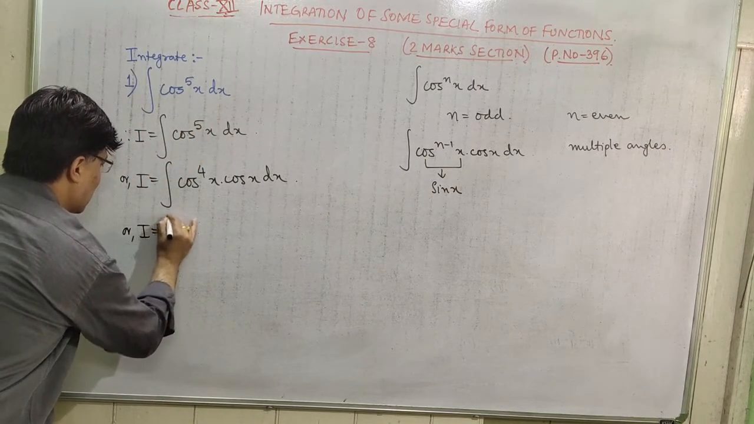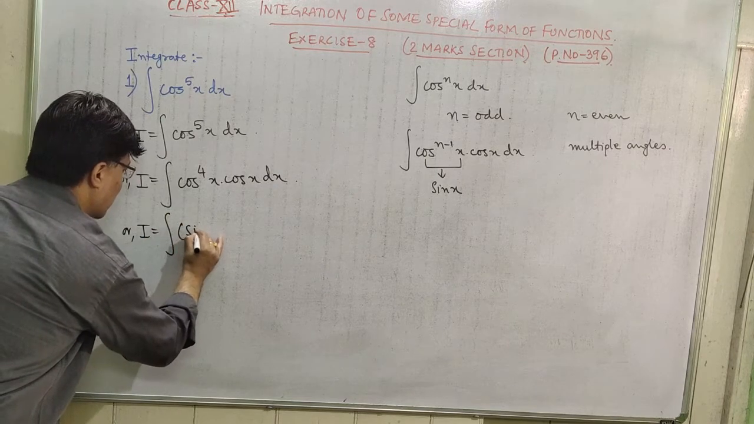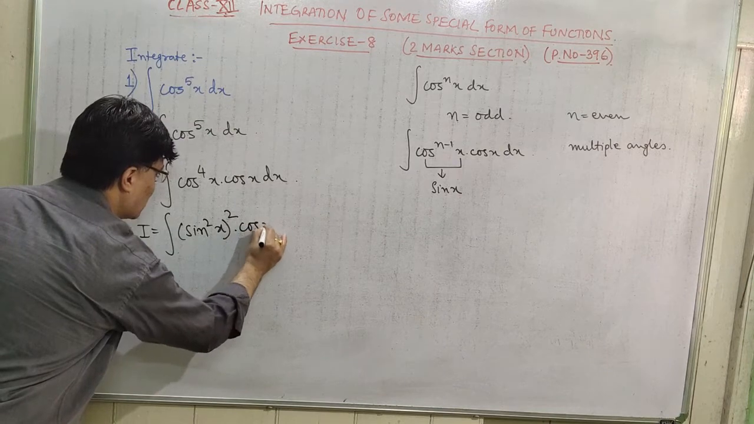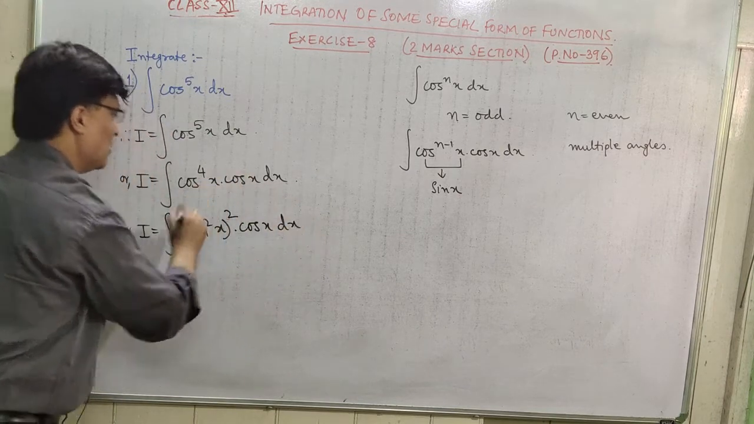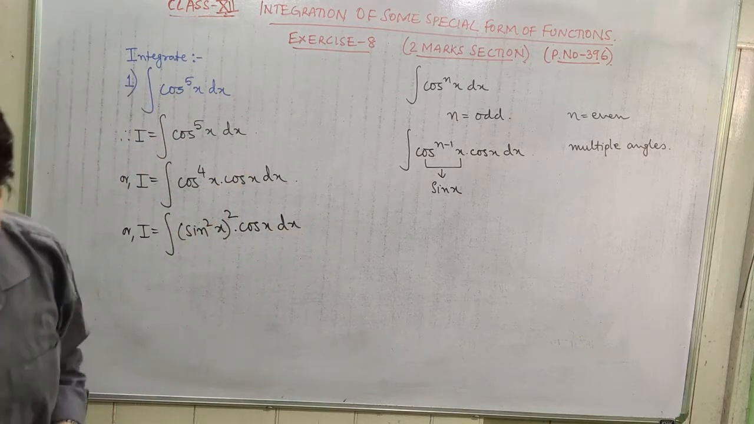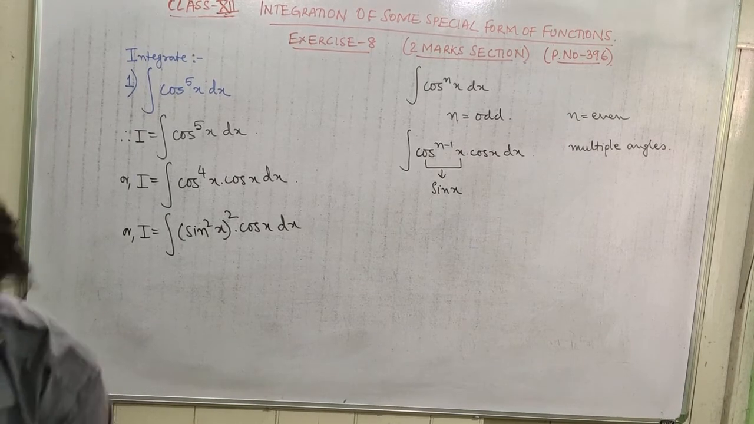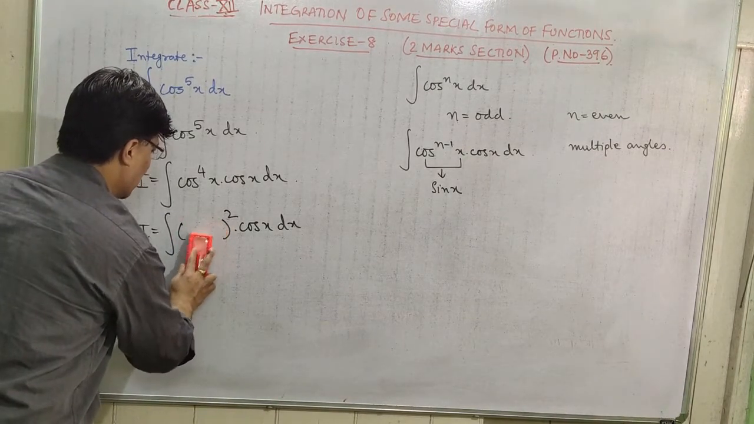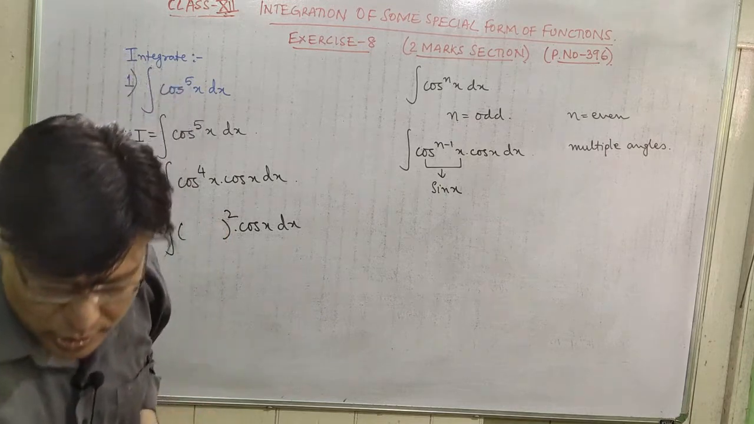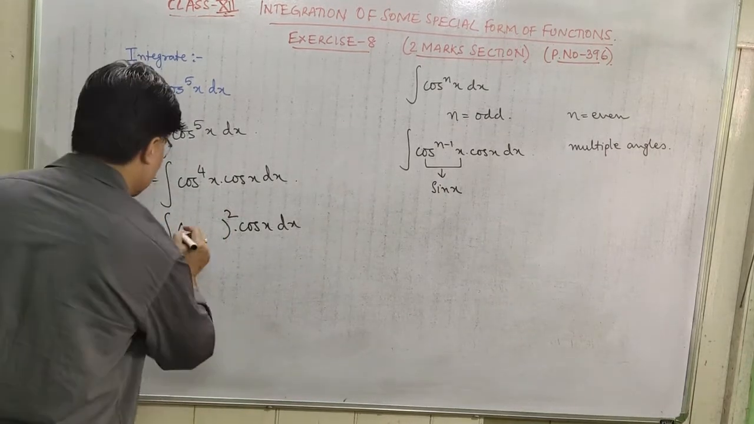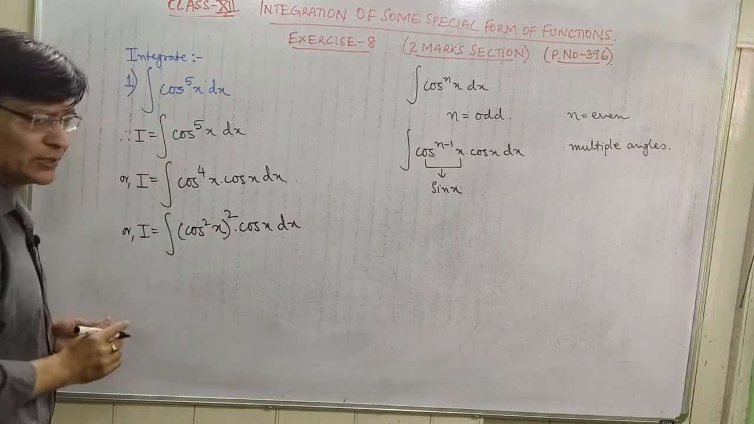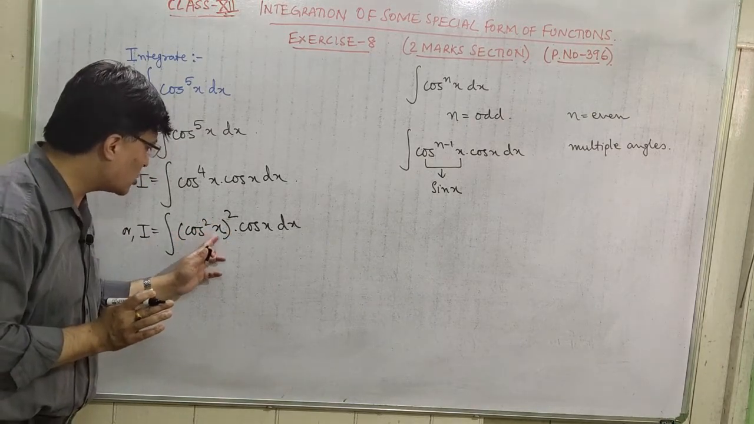There is cos x. Differentiation of sin x is cos x. So you can easily change this cos to the power 4x in terms of sin x, isn't it? So how can you change it? Or I is equal to integration of, you should write it as sin square x whole square into cos x dx, because, sorry, this one is cos square x, not sin square x. This is cos square x, because there is cos x there, isn't it? So this is cos square x whole square.